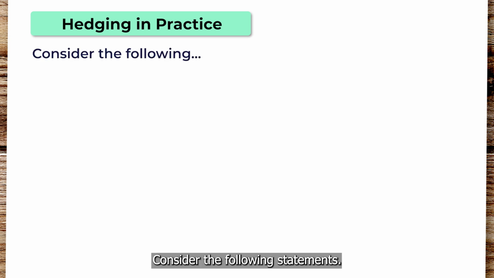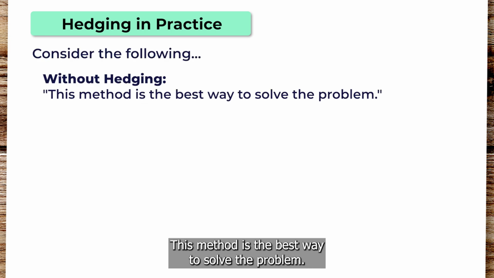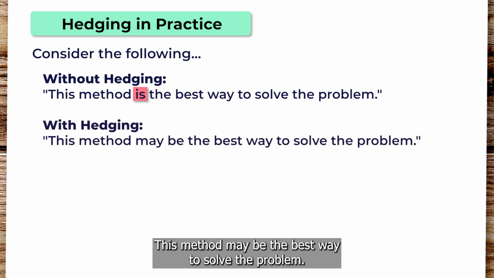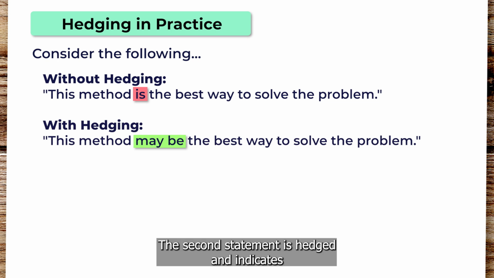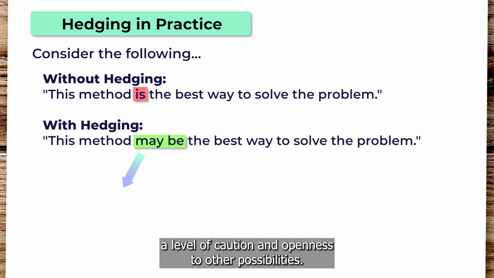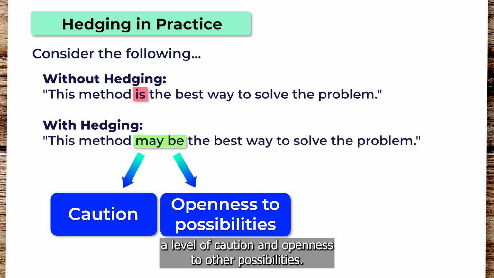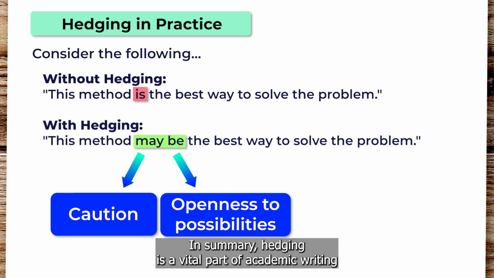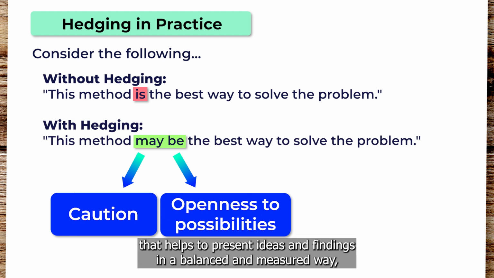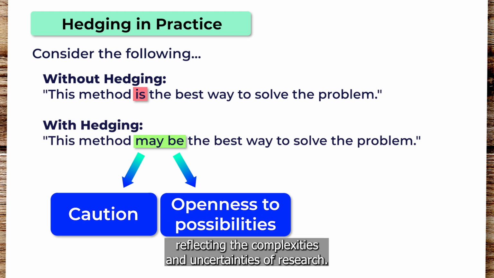Hedging in practice. Consider the following statements. Without hedging, this method is the best way to solve the problem. With hedging, this method may be the best way to solve the problem. The second statement is hedged and indicates a level of caution and openness to other possibilities. In summary, hedging is a vital part of academic writing that helps to present ideas and findings in a balanced and measured way, reflecting the complexities and uncertainties of research.